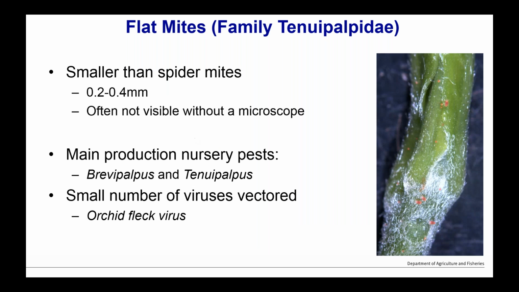Okay, they tend to be smaller than spider mites as well. So sometimes the relatively large species you can readily see with a hand lens, particularly if you have a ×20 hand lens, but not always. The very small species, I would be hard pushed to find with a hand lens or even with a USB microscope. You really need an actual stereo microscope to see these things at about 40 times magnification with confidence. The main genera that you'll find are Brevipalpus and sometimes the Tenuipalpidae. And some of these species have been known to transmit viruses, but not very many. Orchid fleck virus is the only one that I'm aware of in Australia that can be transmitted by a particular flat mite.